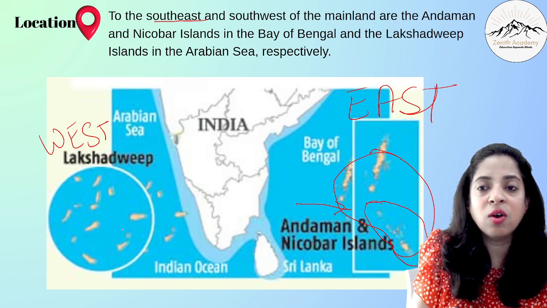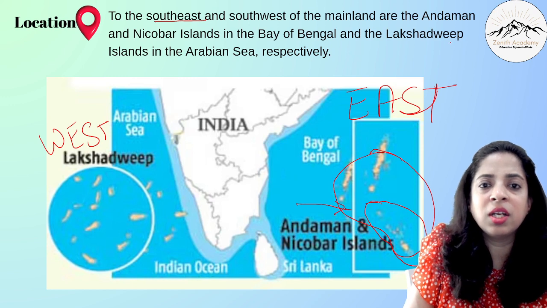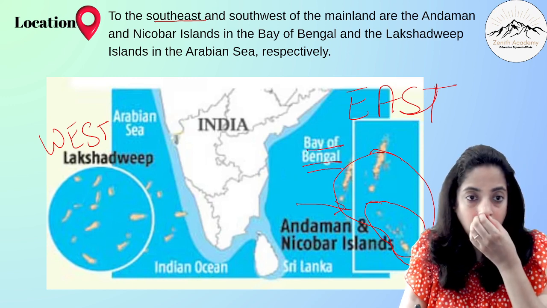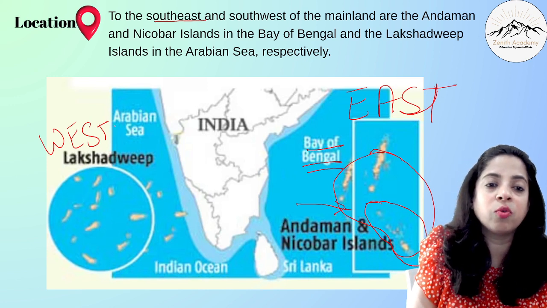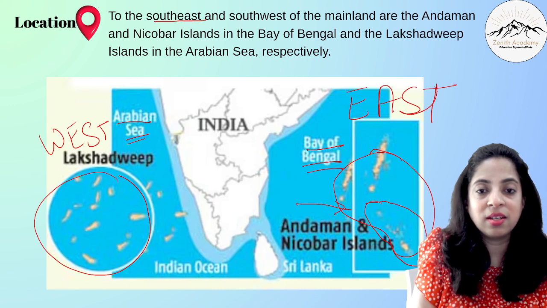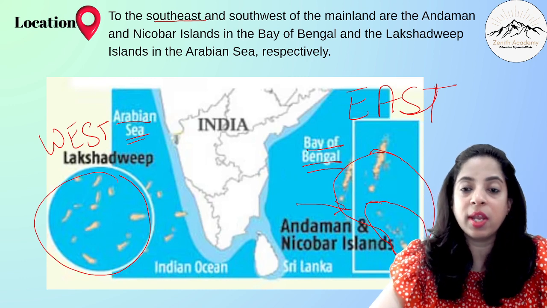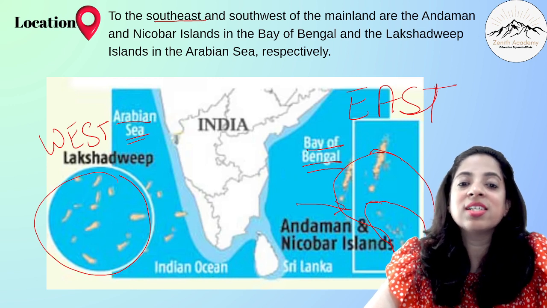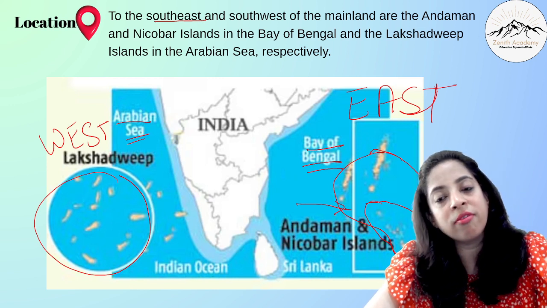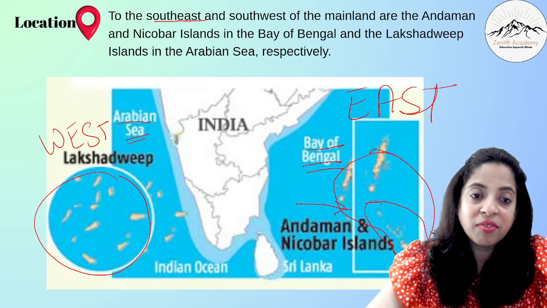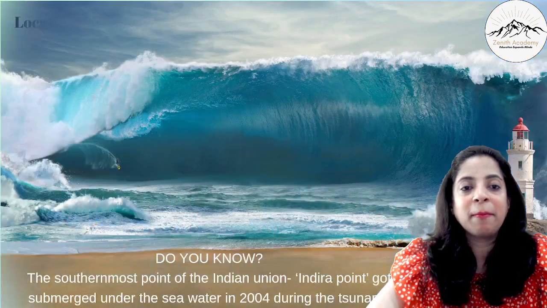The Andaman and Nicobar Islands are in the Bay of Bengal. You have to remember where they are: in the Bay of Bengal. And here in the southwest, in the Arabian Sea, you have the Lakshadweep Islands. So remember this picture very well. Andaman and Nicobar Islands are towards the southeast of India in the Bay of Bengal, and Lakshadweep is towards the southwest of India in the Arabian Sea.